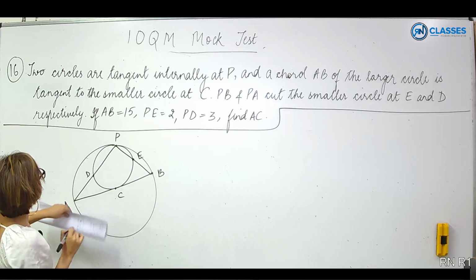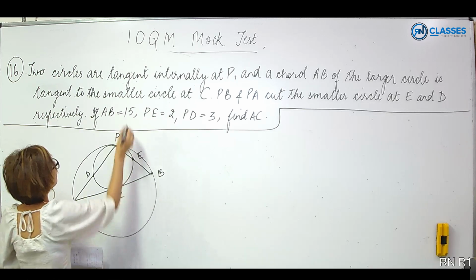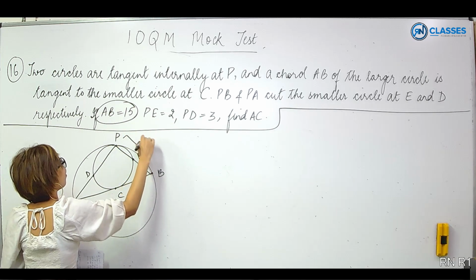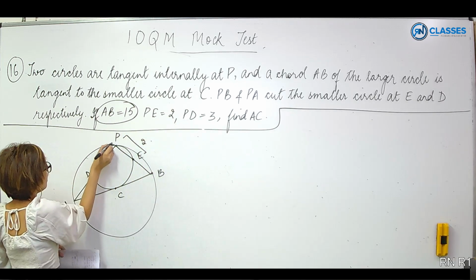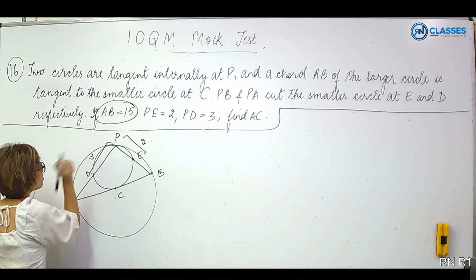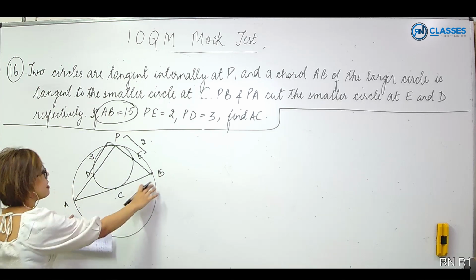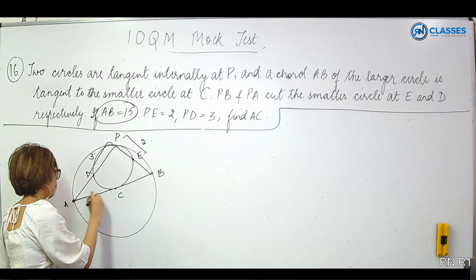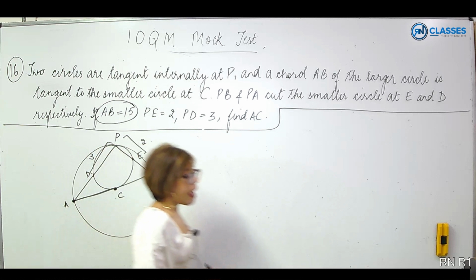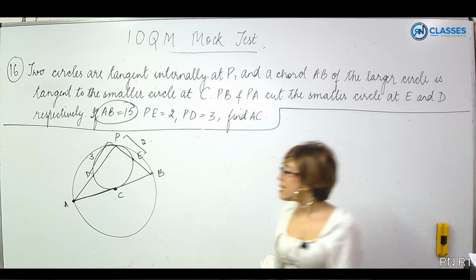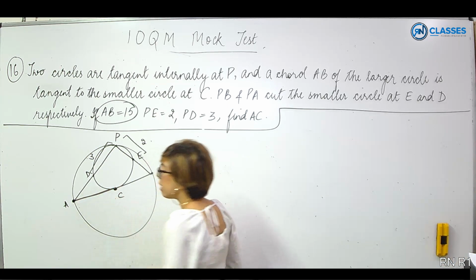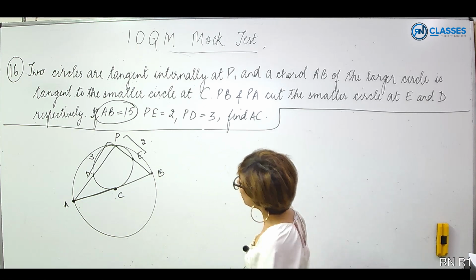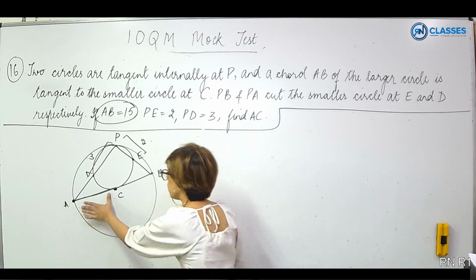Now he says AB is 15. The entire length is 15. PE is 2, this tiny length is 2. And PD is 3, so this length is 3. Given to us. We need to find AC. Mind it, AB is given to us, we need to find AC. Now, AC is the length of tangent from A. The entire length is given to me, 15. I need to find this.